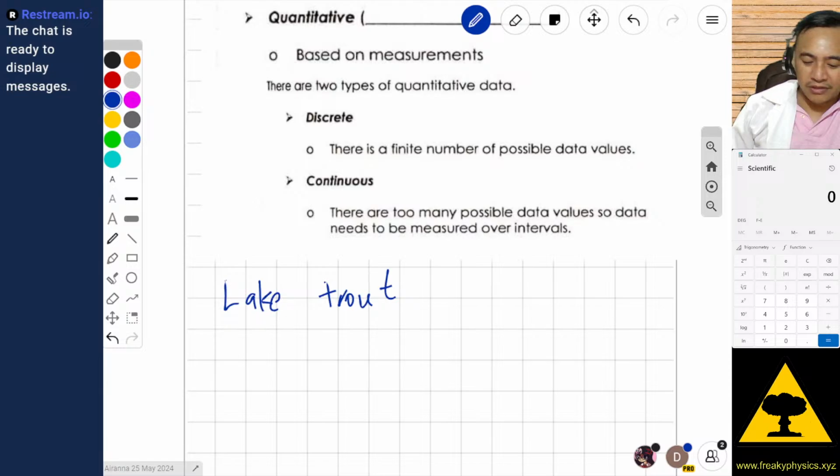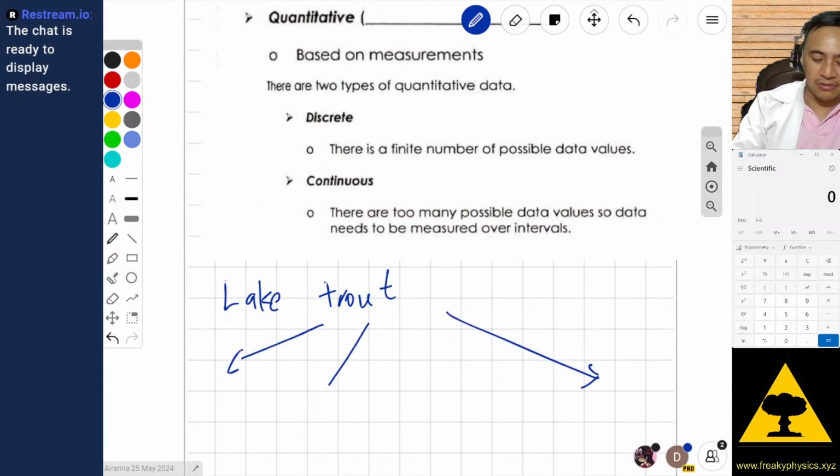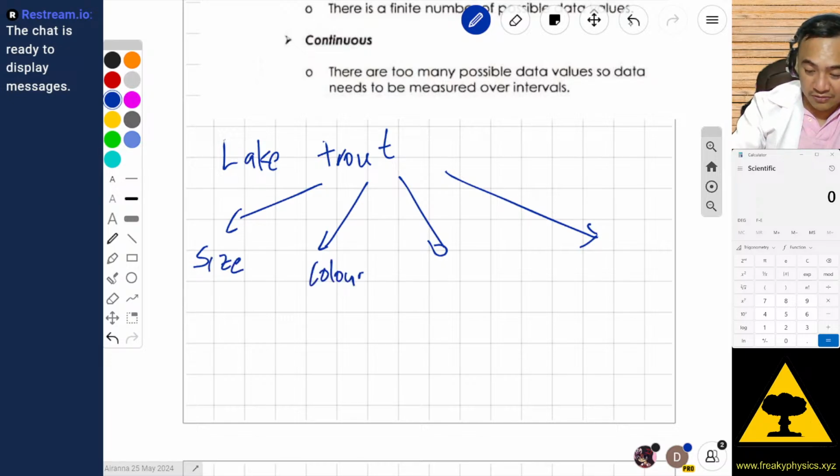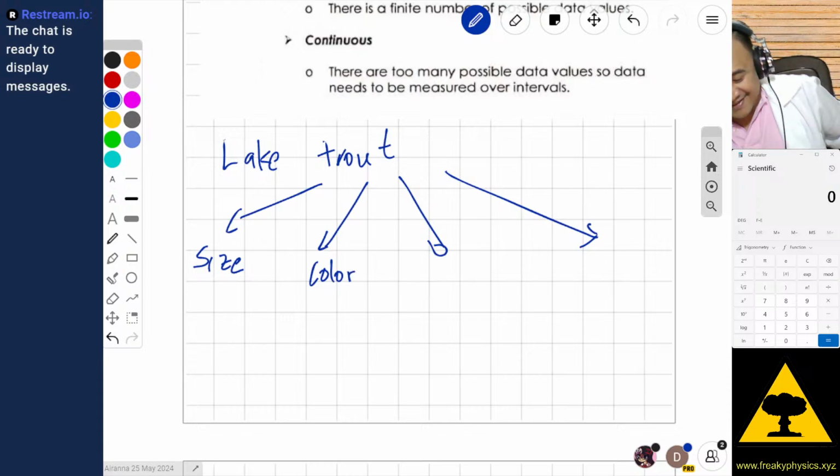What are the things that you can measure? Or what are the things that you can say, not measure? What are the things that you can use to categorize a trout? Give me all the things you can possibly use to categorize a trout. Okay, we have size, right? Color, if they have different colors. They could have fins, right? I'm so used to British spellings. All right, what else?